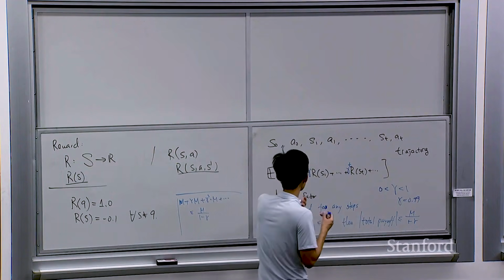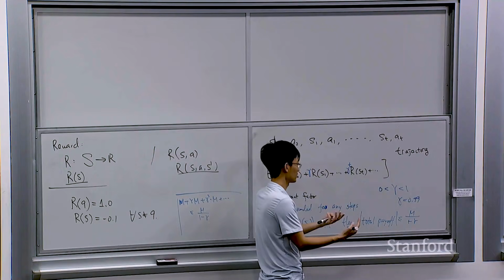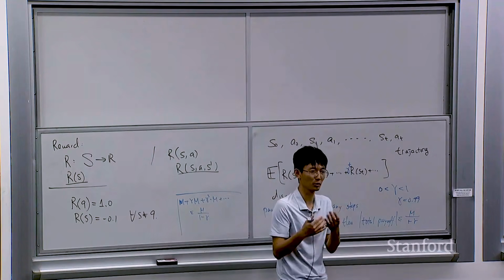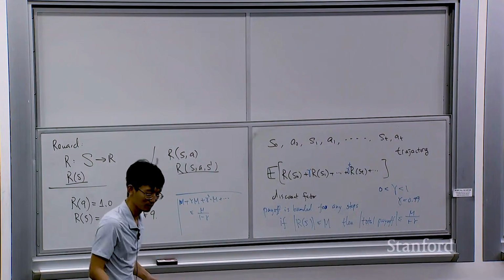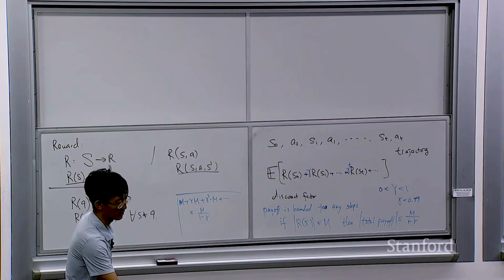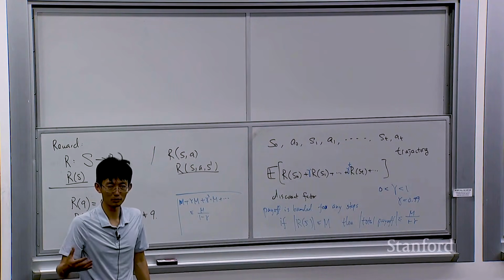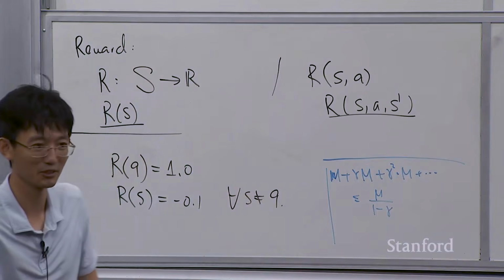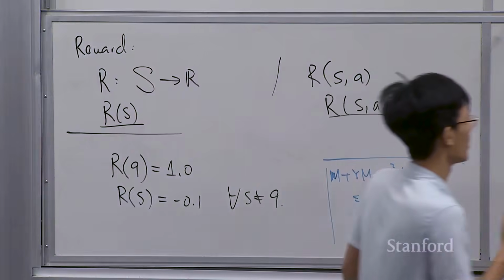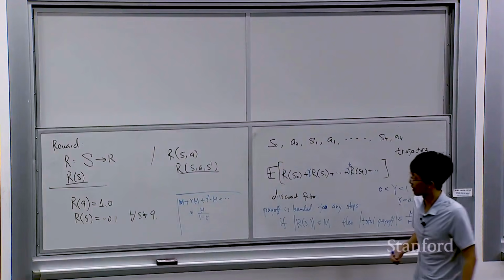Also, as you can see, the discount factor encourages you to get the reward earlier, which is sometimes useful. For example, if you want to reach this cup here, you do probably want the robot to find the shortest path to reach the cup, as opposed to spending a year to reach the cup, right? Something like that.